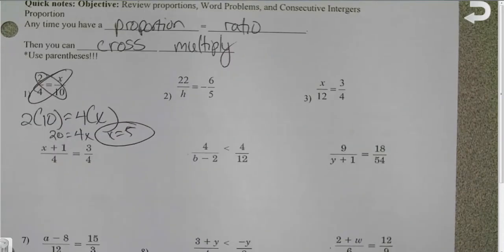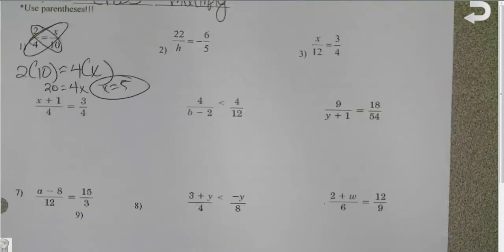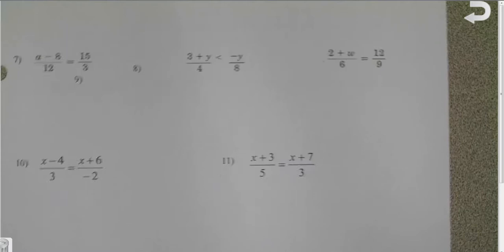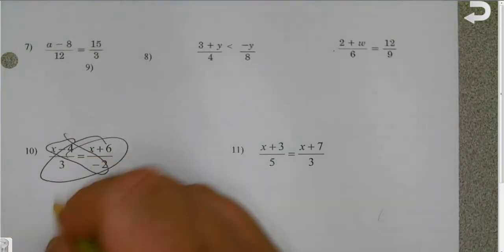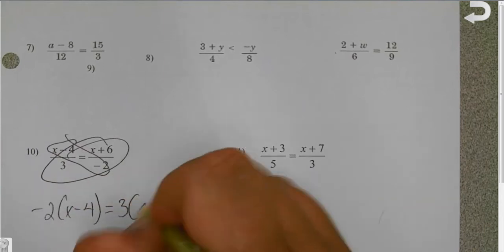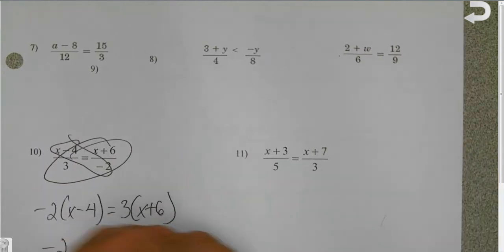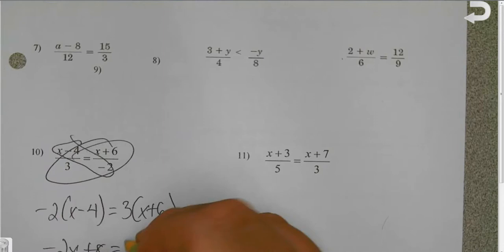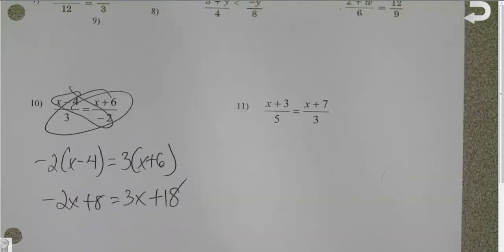The only time it gets kind of tricky is when you have to distribute. Let me go down here to number 10. I do the butterfly method. So I have negative 2 times (x minus 4) equals 3 times (x plus 6). And I get negative 2x plus 8 equals 3x plus 18. I'm not going to finish it from there. You guys know what to do. We've been doing this for a couple days. You should be able to solve that problem from there.